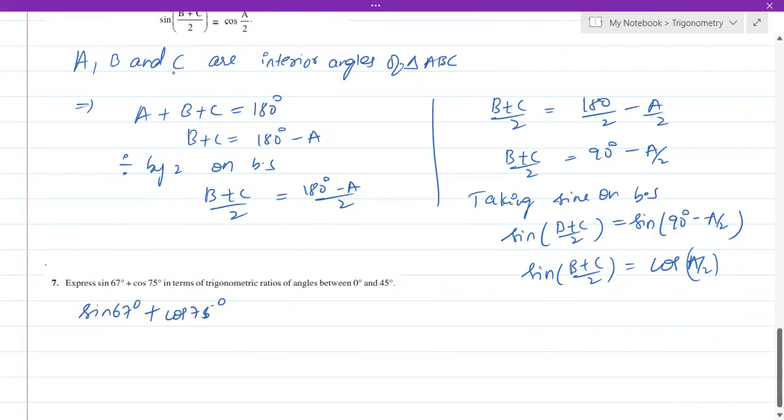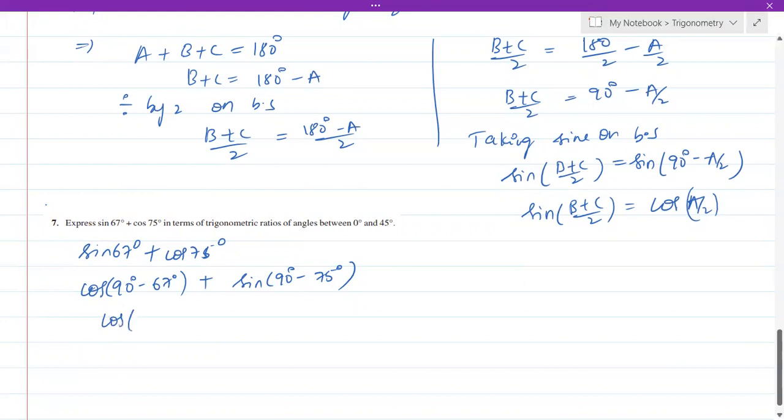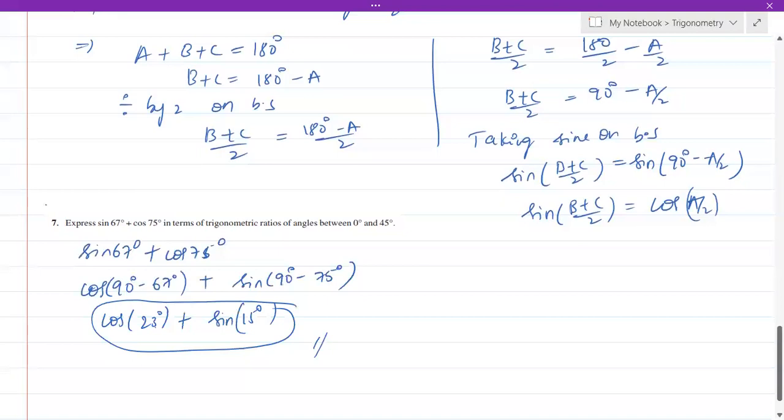Very easy. Sine theta can be written as cos of (90 degrees minus theta), isn't it? Cos theta can be written as sine of (90 degrees minus theta), isn't it? So 90 minus 67 will become 23 degrees, and 90 minus 75 is 15. So what we have done is express the given thing in terms of trigonometric ratios with angles between 0 and 45, isn't it? 23 is between 0 and 45, and 15 is also between 0 and 45. So this is the answer, a very simple one.